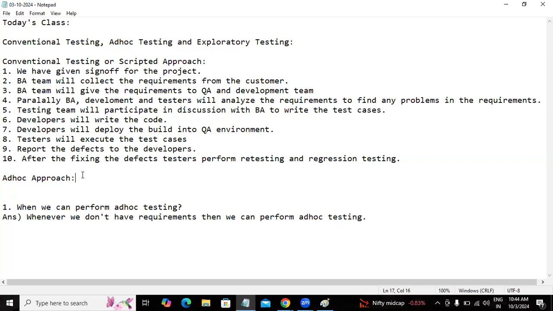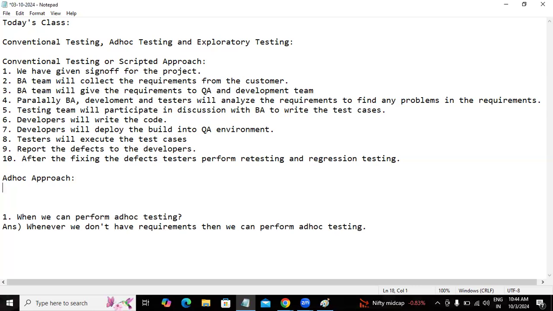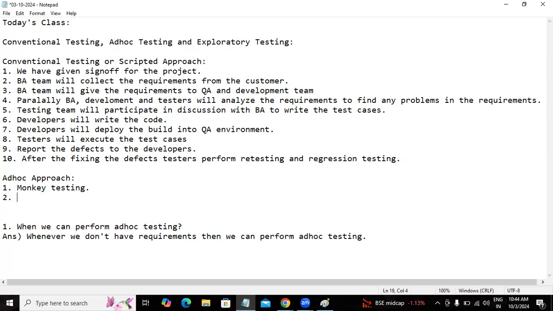Yes, sir. Okay. Now I'm going to explain what the Adhoc approach is. We are going to perform monkey testing. Monkey testing is nothing but random testing. I am going to mention that also.